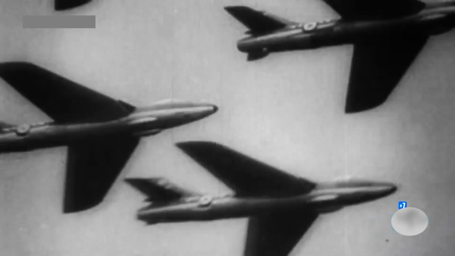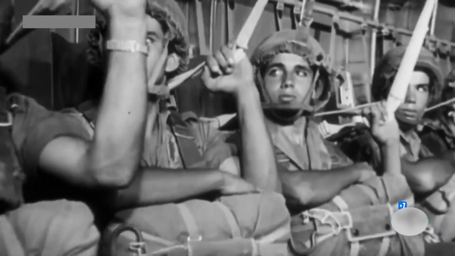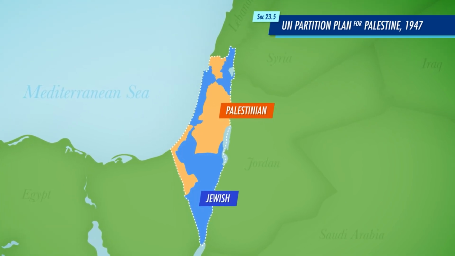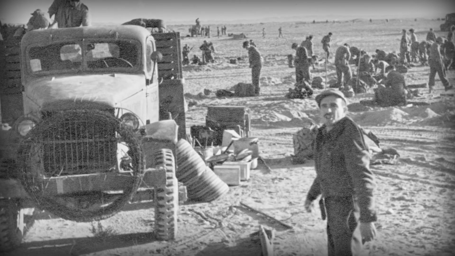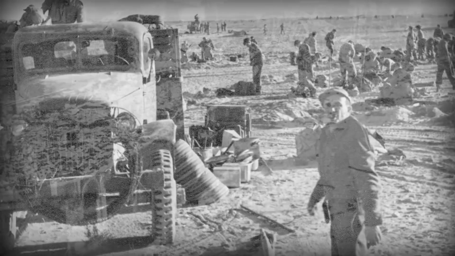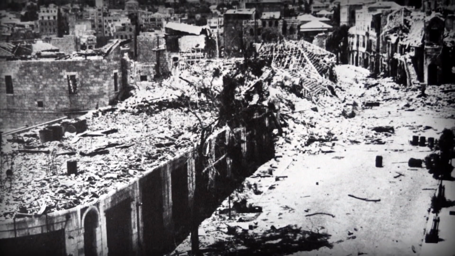After World War II and the Holocaust, international sympathy for the plight of the Jewish people led the United Nations to propose the Partition Plan of 1947. This plan aimed to divide Palestine into separate Jewish and Arab states, with Jerusalem as an international city. However, Arab nations rejected the plan, leading to the First Arab-Israeli War in 1948.